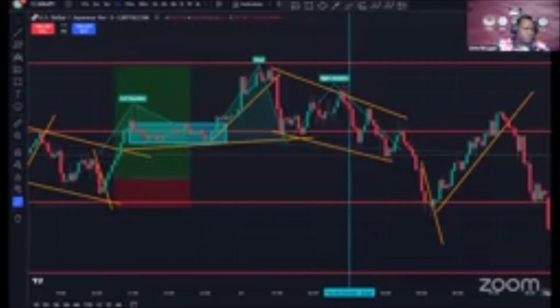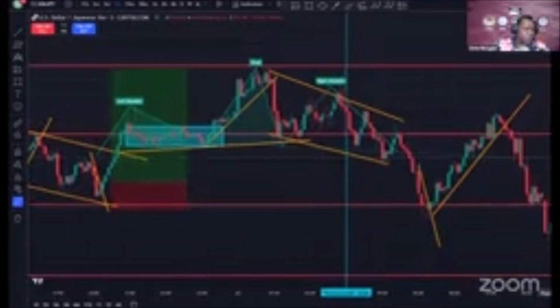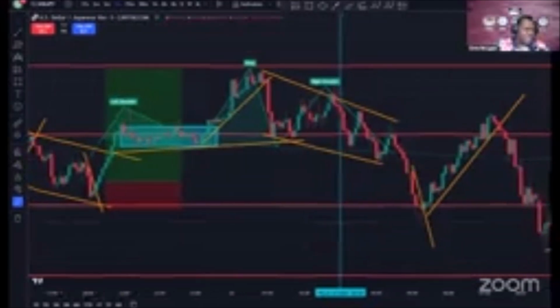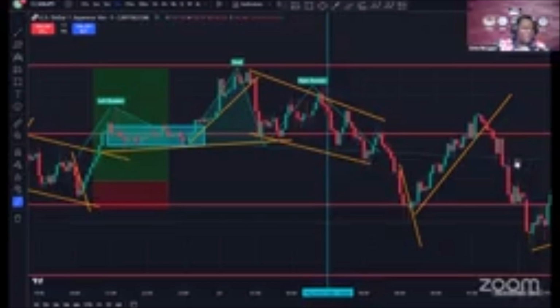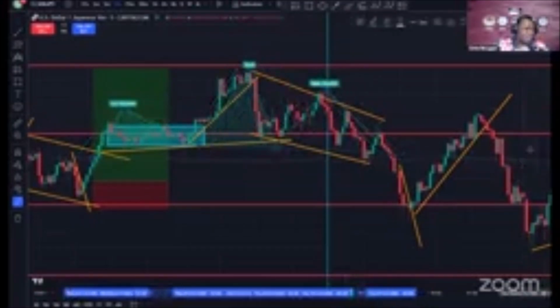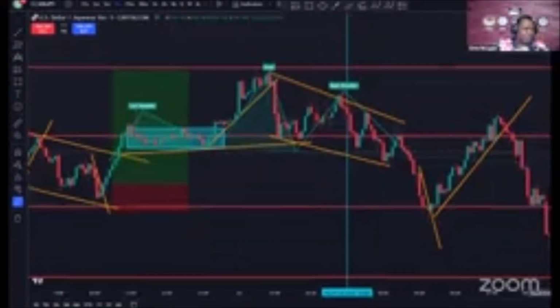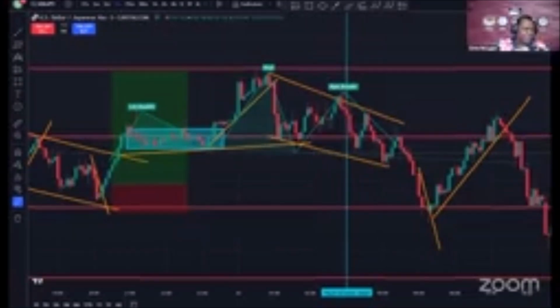Okay, came really close. Oh, it wicked down. It wicked down, and we were stopped out. But look at that. Look at that failure, right? The failure swing, price rallied up. This was a full body green candle, and we had rejection.